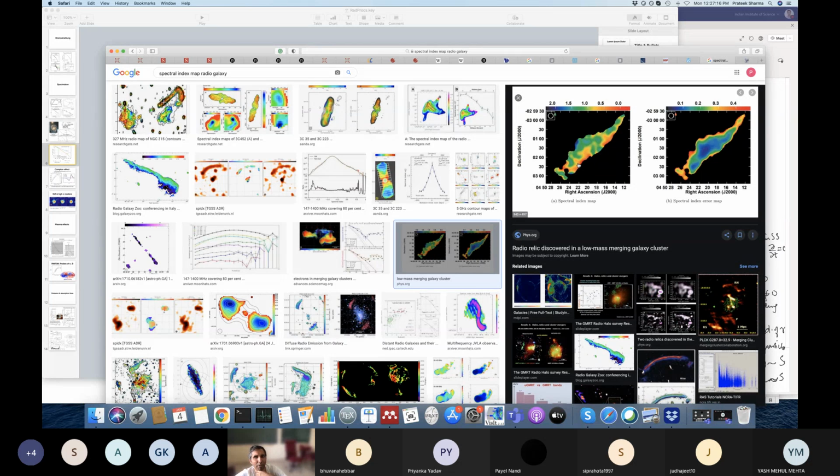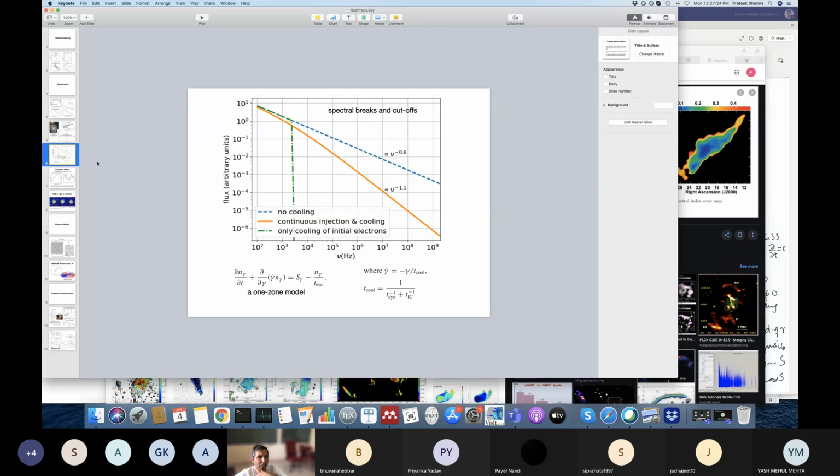So this is very, very popular. Making spectral index maps of radio galaxies and other objects is very popular. Okay, so good. So this was about modeling of electron populations. Any question?